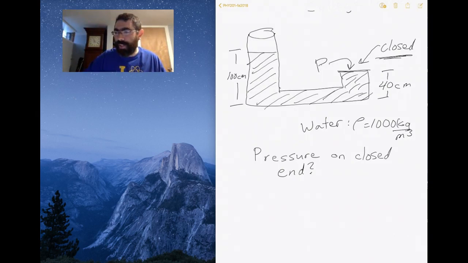Because what we can realize is that the pressure on the closed end is going to be the same as the pressure on the open end at the same depth. So we're at this depth right here. So this pressure P is going to be equal to the pressure on the other side. Okay. So to find the pressure on the right side, you basically find the pressure on the left-hand side at that exact same depth. So let's figure out what that depth is.